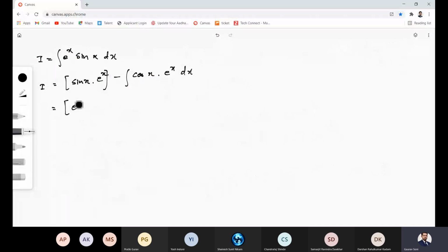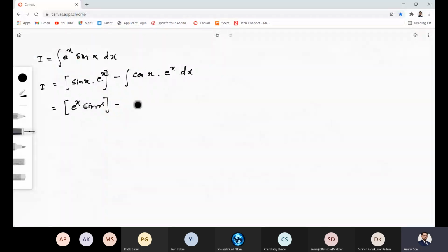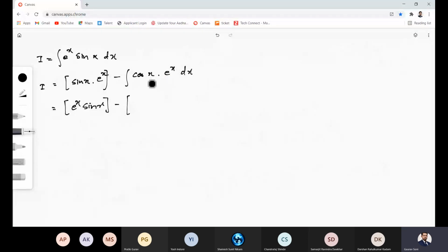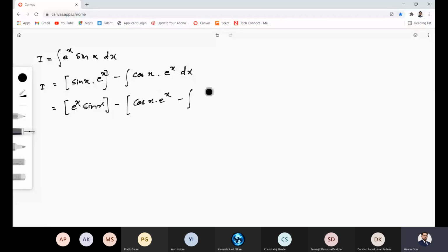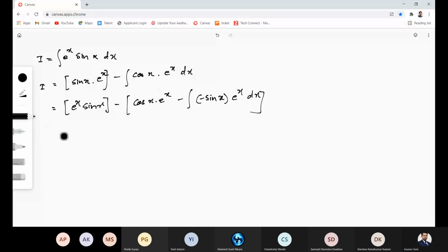Now I'll go ahead: e to the power x sin x minus, again we will have to apply the UV rule over here. U is going to be cos x, cos x integration of V, so e to the power x, minus integration derivative of U, derivative of cos x will become minus sin x, minus sin x integration of V, e to the power x dx.